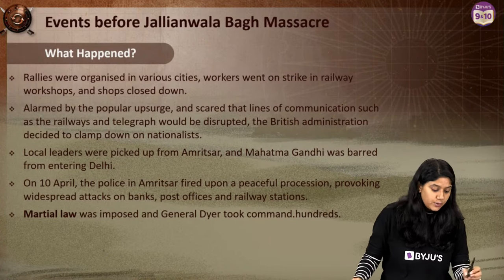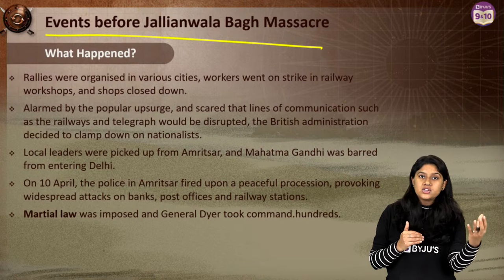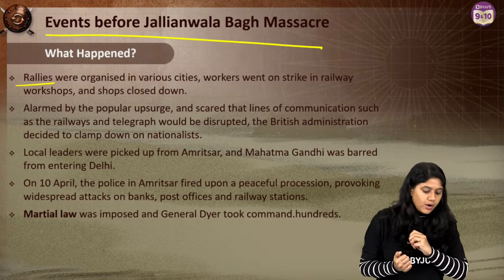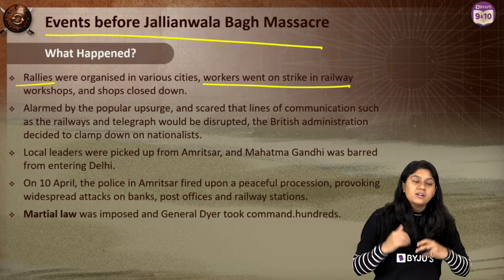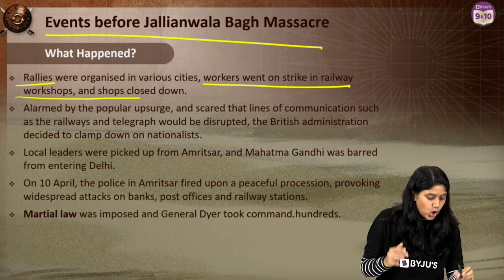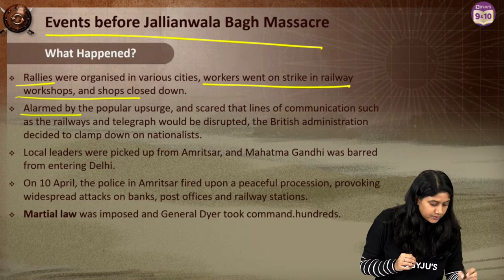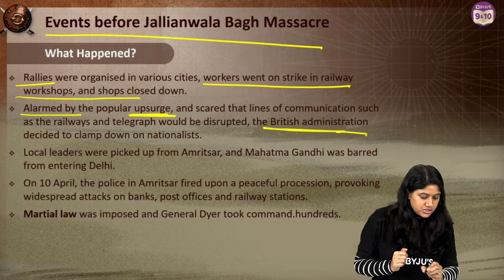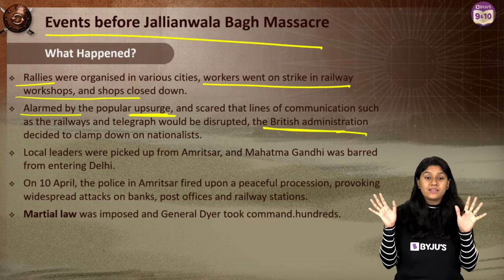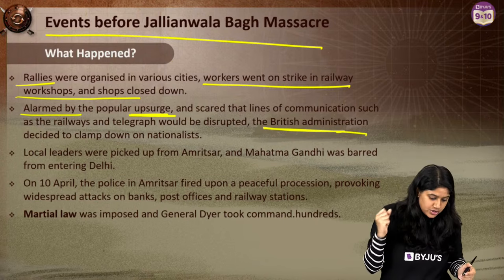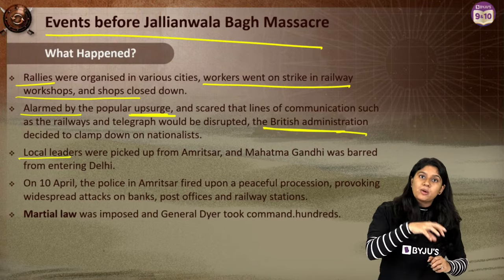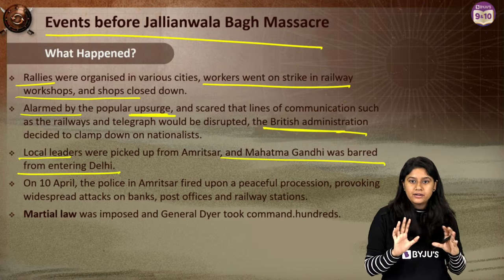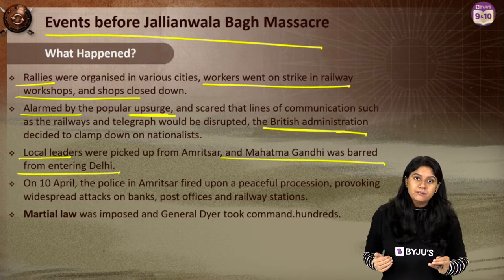So let's see what happened before the Jallianwala Bagh massacre, right? What were the events? We know that rallies were organized throughout the country. The workers went on strike in railways, workshops, shops were closed. Alarmed by the unpopular surge, the British administration went into panic mode, and they thought that they had to control it. To control that, local leaders were picked up from Amritsar, and Mahatma Gandhi's entry into Delhi was barred, right? Mahatma Gandhiji could not enter Delhi.